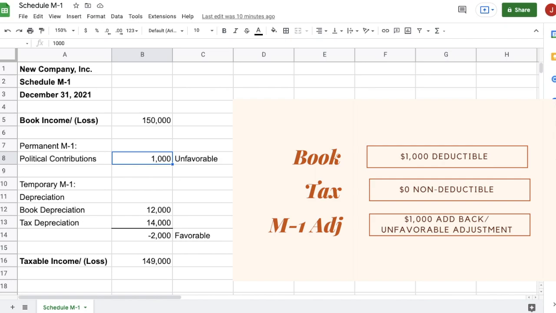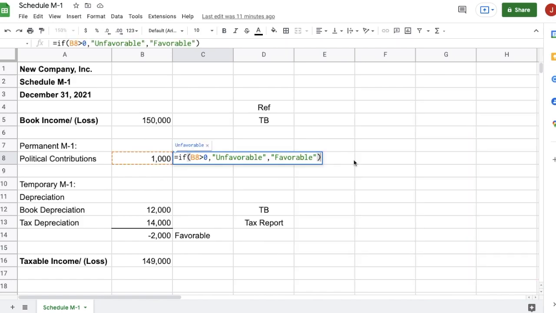Because of this, and usually this number is just coming straight from the TB, you can usually see this amount in either the trial balance or the general ledger, and you'll see that this is a $1,000 add back. So you see where it says unfavorable. If you look at the formula, it says if the number in column B is greater than 0, then write unfavorable. If not, write favorable. This is just a formula that I typically use. It just allows me to quickly see if it's unfavorable or favorable.